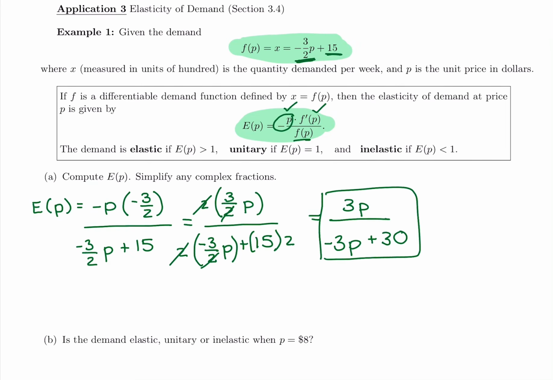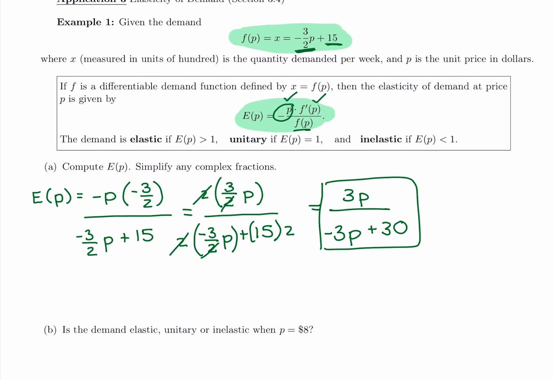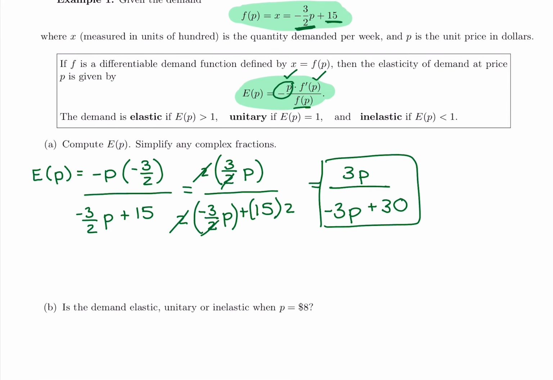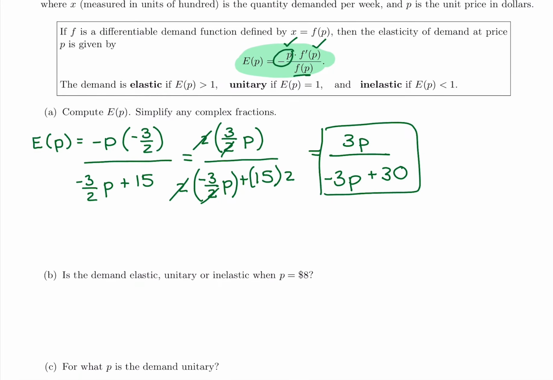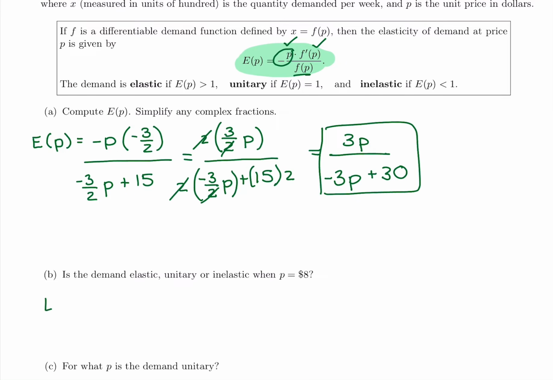That's how we would find the elasticity of demand for any price P that we wanted to set our goods at. The next part says, is the demand elastic, unitary, or inelastic when the price is $8? So I'm going to figure out what is the elasticity when the price is $8, which means I'm going to replace each P with an 8 in parentheses. So I'm going to do 3 times 8 in the top. And I might just multiply it piece by piece. I think it's easier than plugging the whole thing into your calculator. So 3 times 8 in the top is 24. In the bottom, I'm still plugging into this part A here. So we have negative 3 times 8 plus 30.